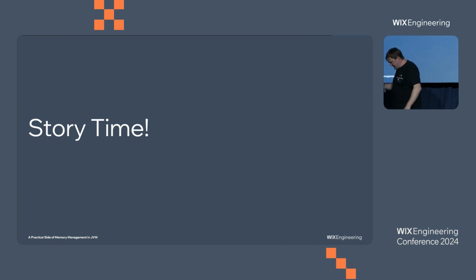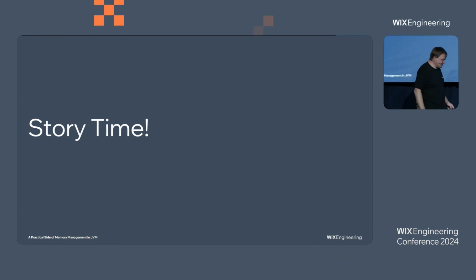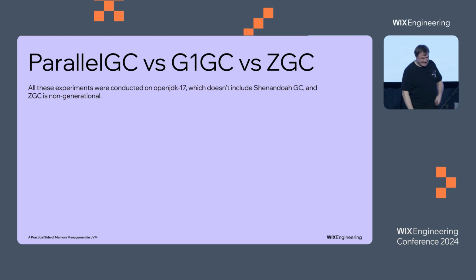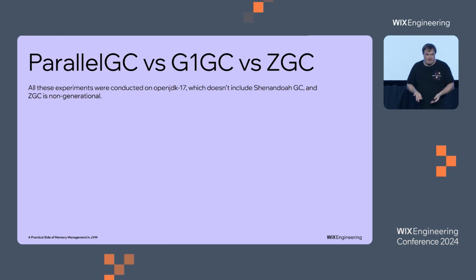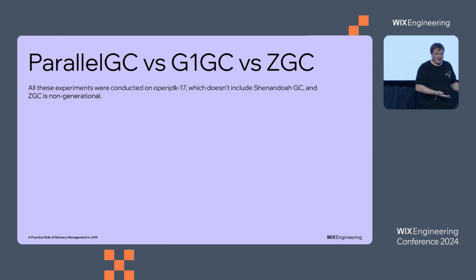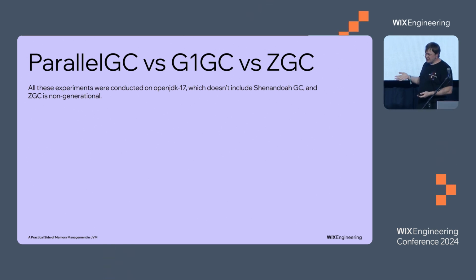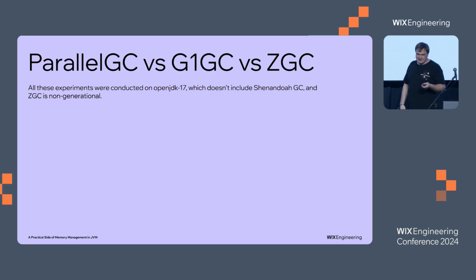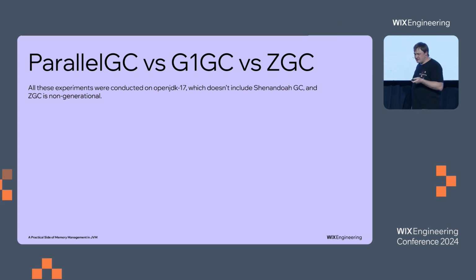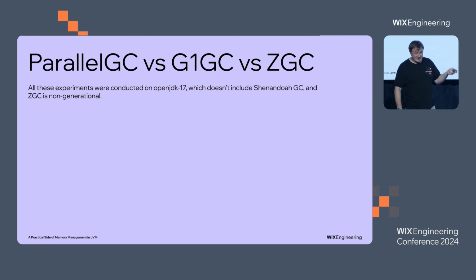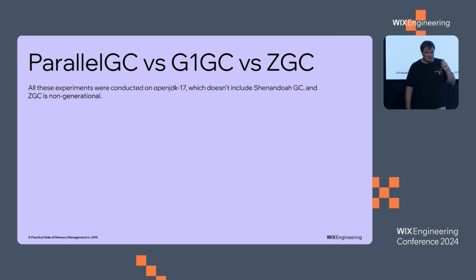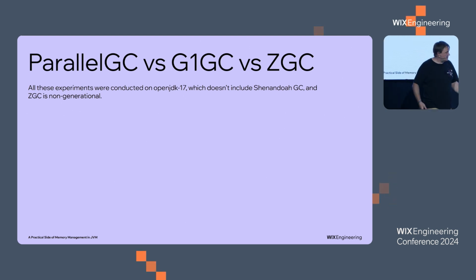And now it is time for a story. Once upon a time, we decided to check: we use G1 GC by default, should we use another GC? It was almost a year ago. Back then we used OpenJDK 17, which didn't include Shenandoah GC, so we checked only Parallel GC, G1 GC, and ZGC. And ZGC in JDK 17 is not generational, so it has a single heap.